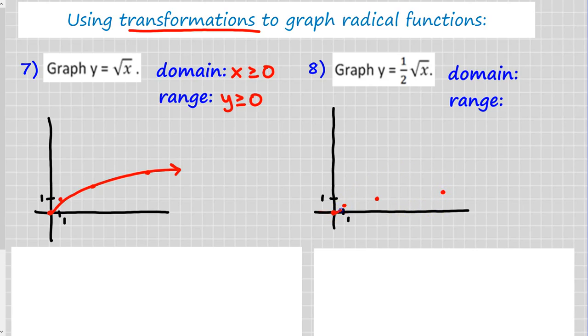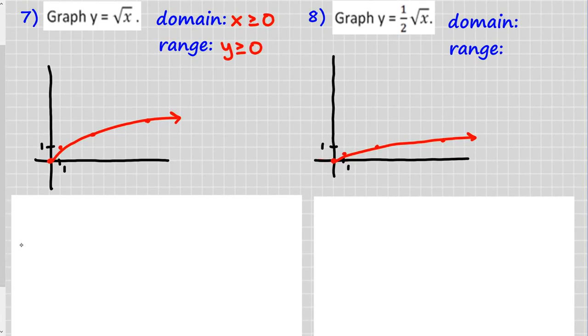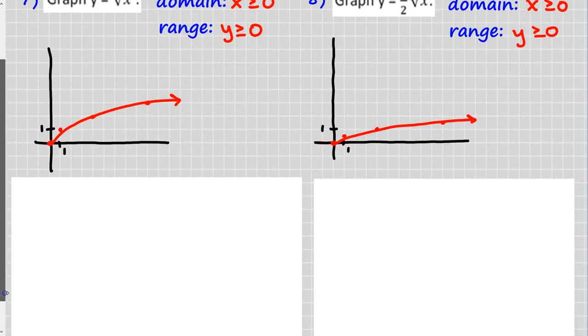So this is still going to have the shape of a square root graph. It's hard to make it look like a curve, but it is a curve, it's not a line. It's just not as steep, half as tall. The domain is still x is greater than or equal to 0, and the range is still y is greater than or equal to 0. Those did not change.